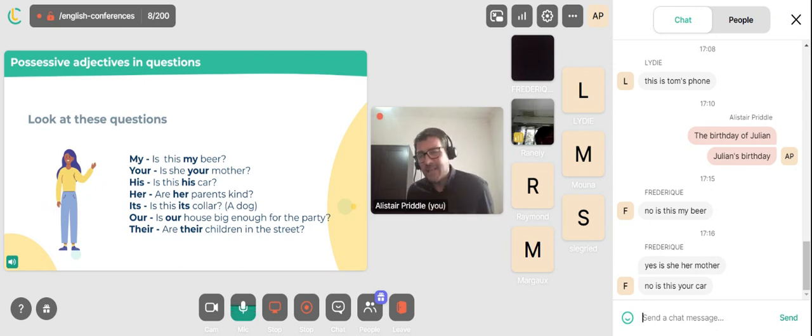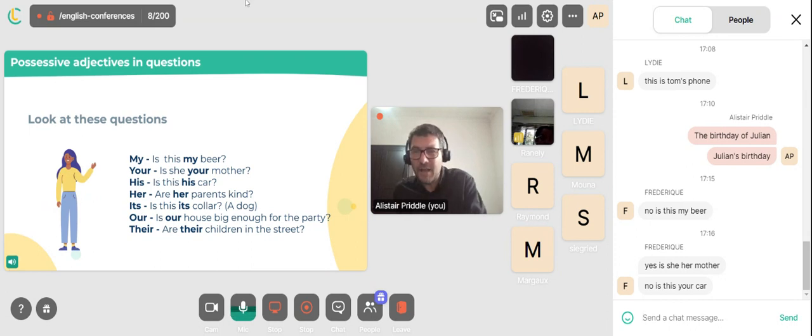Is our house big enough for the party? Yes, our house is big enough for the party. Or, no, our house isn't big enough for the party. Are their children in the street? Yes, their children are in the street. Or, no, their children aren't in the street. Okay, very good. Well done, guys.